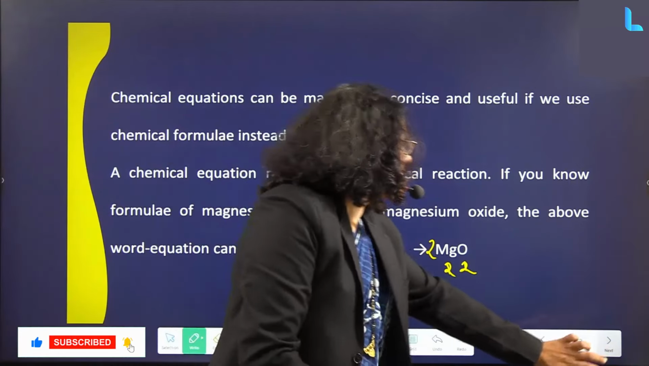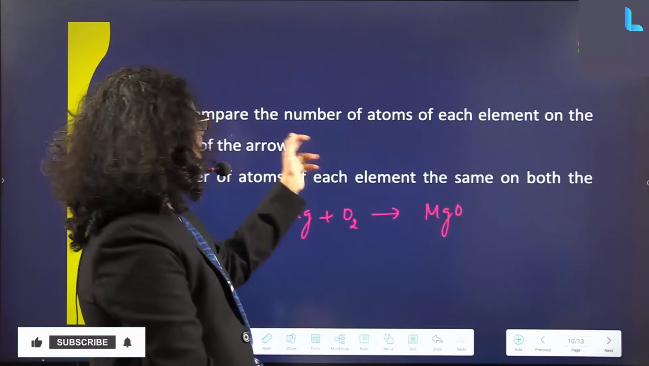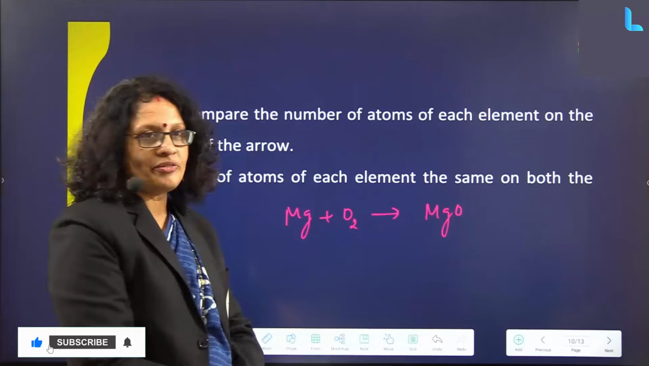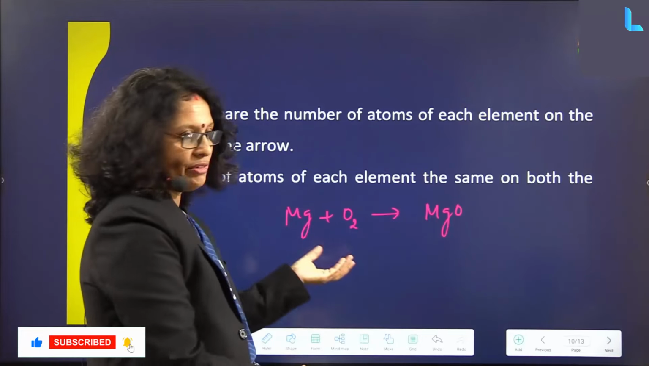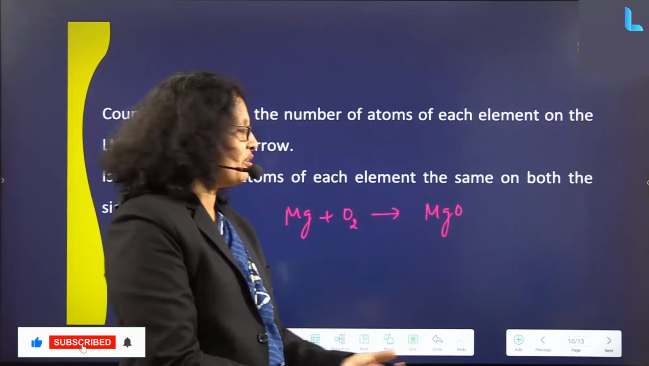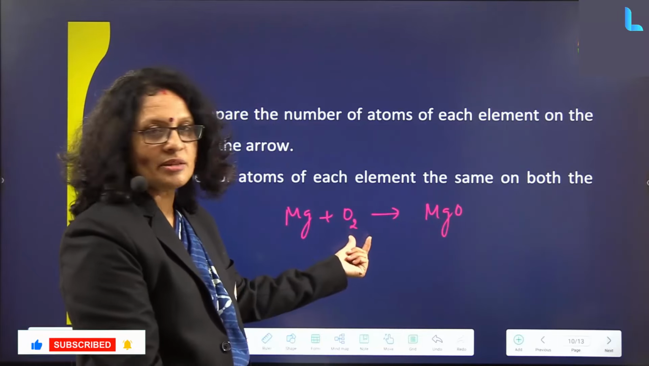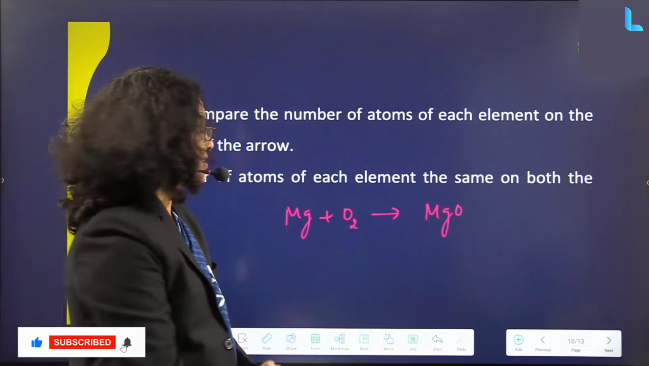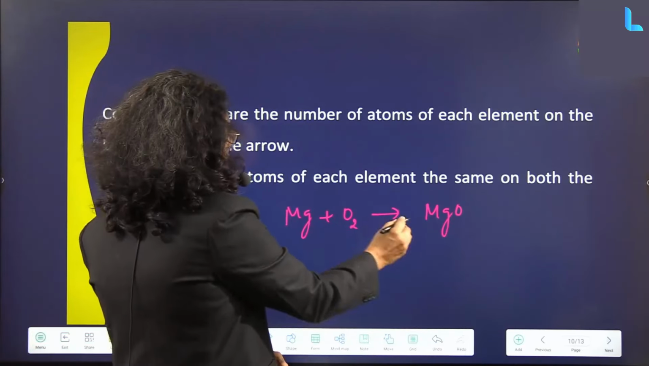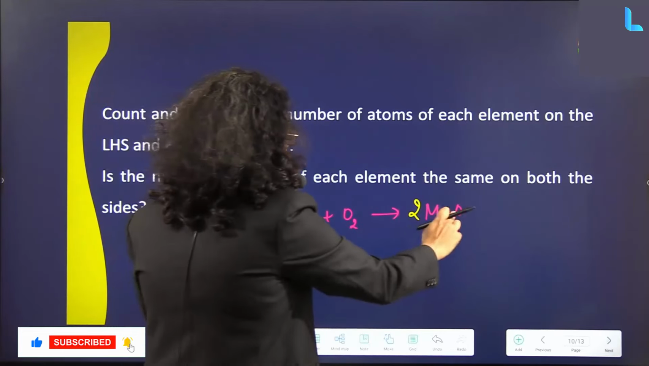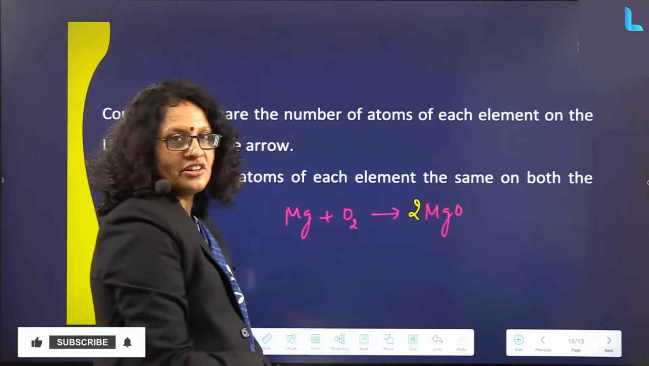Okay, let's see now. Count and compare the number of atoms of each element on the left hand side and right hand side. We compared just now. There is 1 atom of magnesium, 1 atom of magnesium, 2 atoms of oxygen, 1 atom of oxygen, left hand side to right hand side. So what should we do? First, to balance the oxygen, we should multiply by 2. Now oxygen is balanced, here 2 and here also 2.